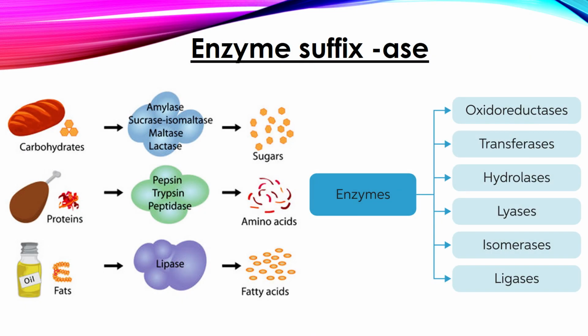Most enzymes have names that end with -ase. The few exceptions include some of the first discovered enzymes for digesting protein, such as pepsin, trypsin, and chymotrypsin. The rest of the enzyme names tell you something about what the enzyme does. Enzymes are classified into 6 groups: oxidoreductases, transferases, hydrolases, lyases, isomerases, and ligases.